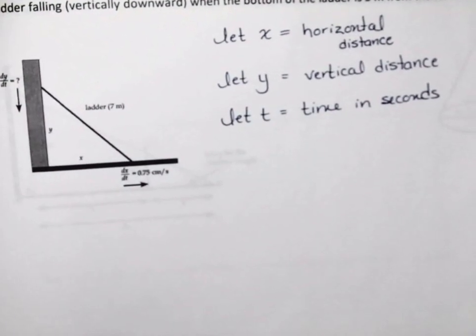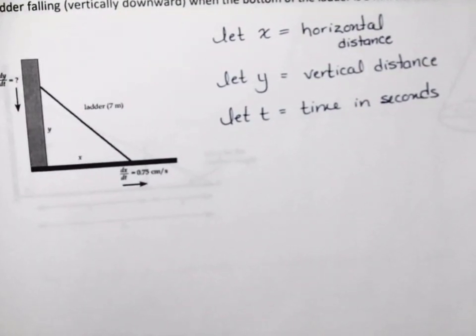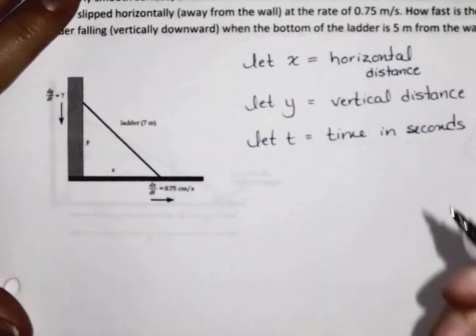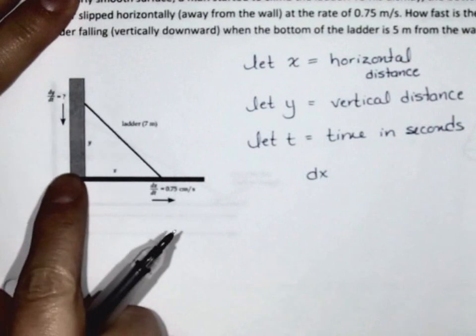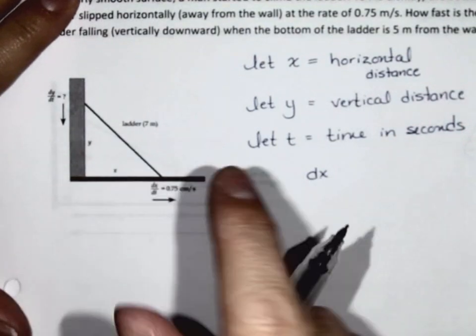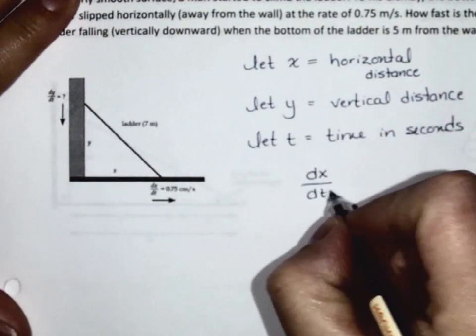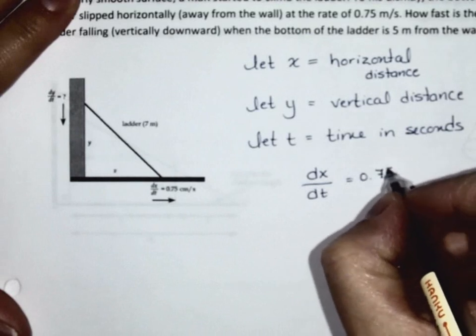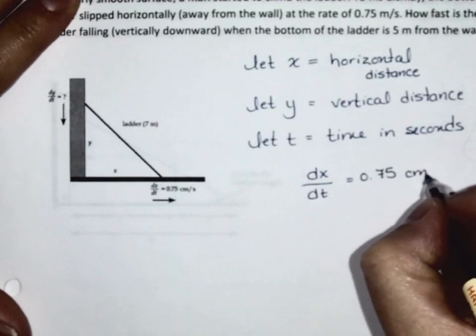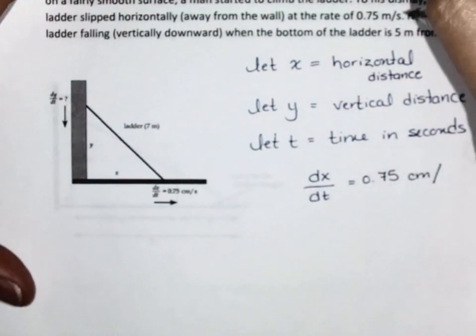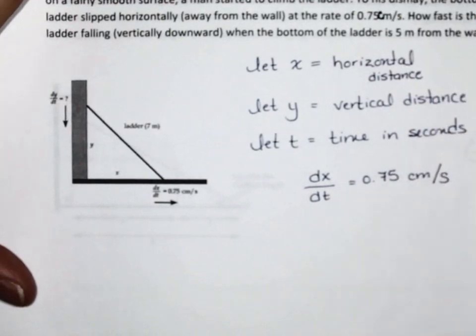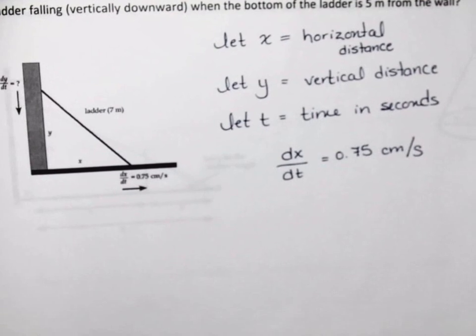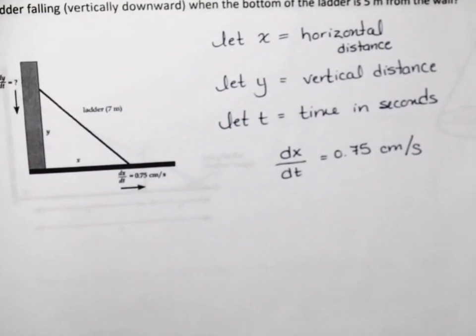Okay, what rate do we know? It's given right there in the picture. He's sliding out at 0.75 meters per second. So dx over dt is equal to 0.75 centimeters. This should be centimeters. That was a pretty fast fall if it was meters.